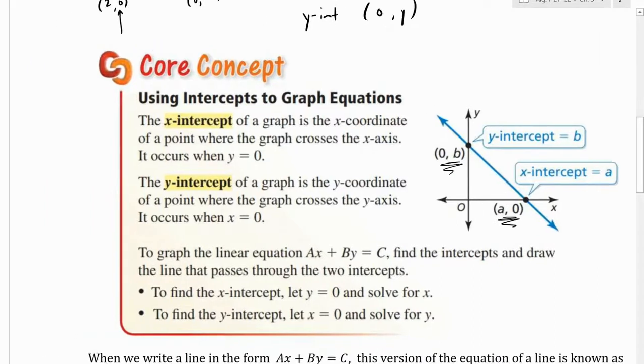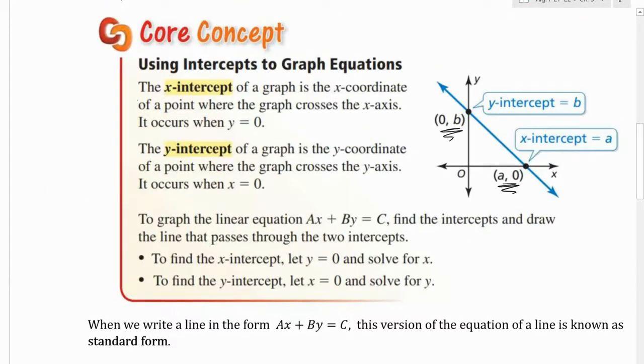But here's the whole key to it. An x-intercept, if you want to know where it happens, you let y equal 0. If you want a y-intercept, you let x equal 0.